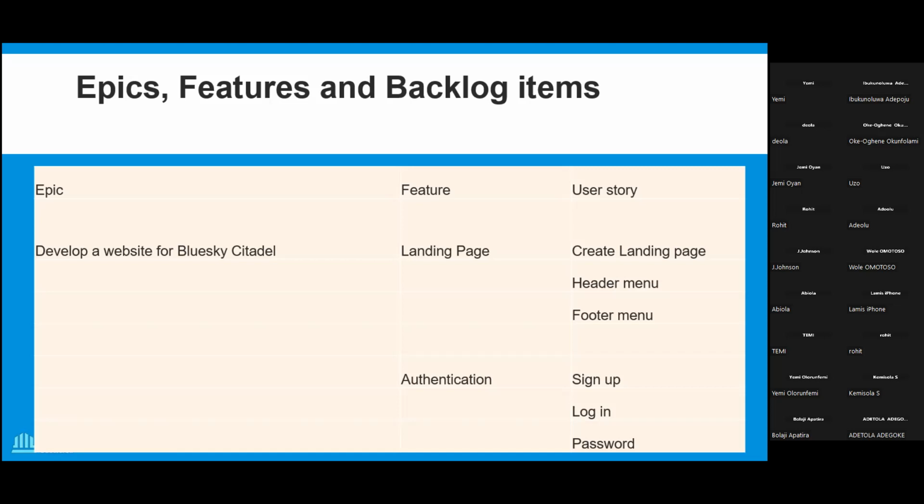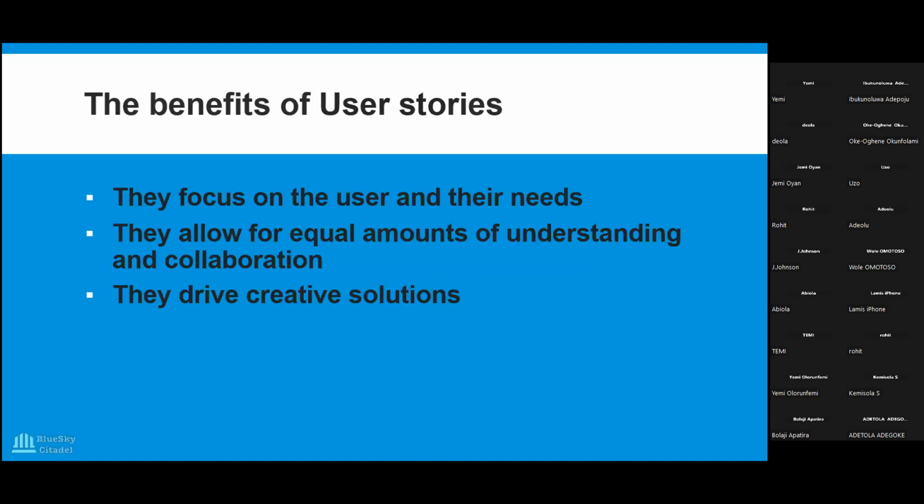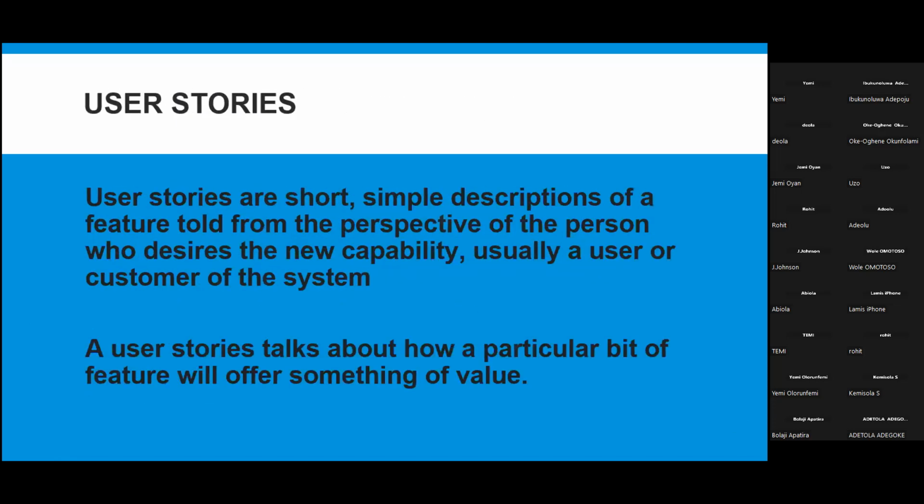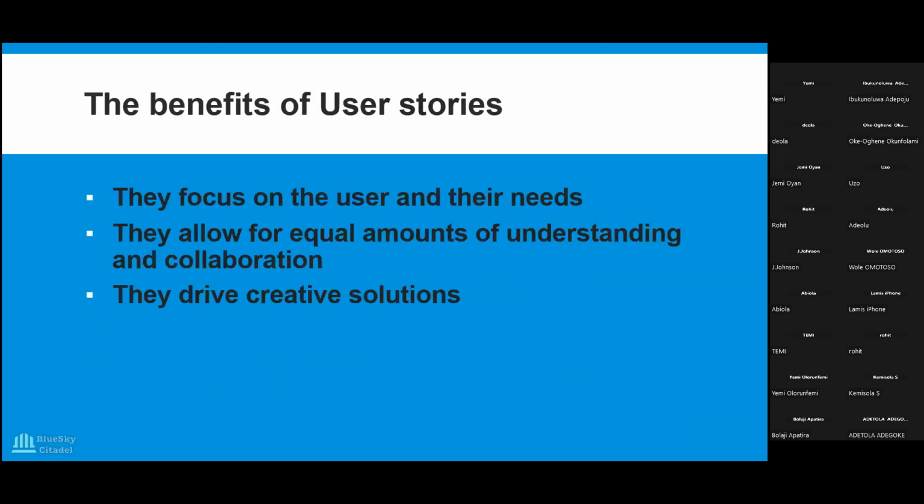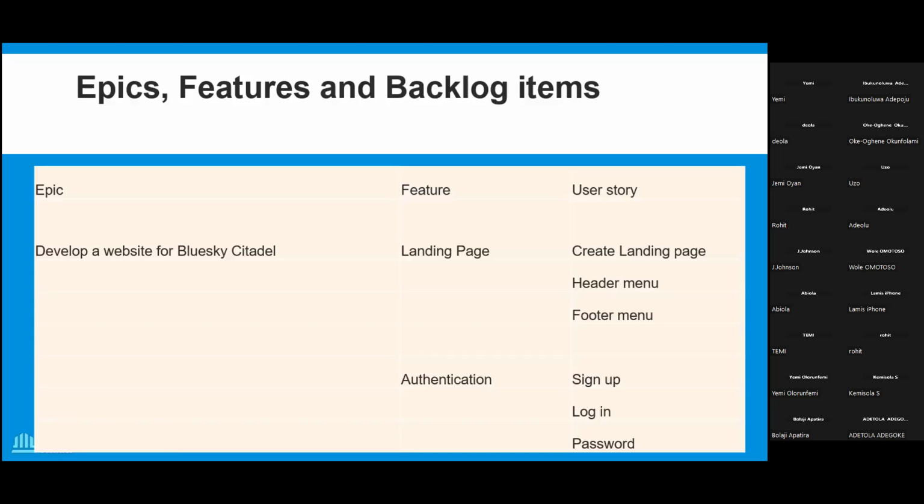Again, remember what we said about epics and the management information, right? It says they're high level. The second paragraph says they are used to describe more complex tasks. So can you see that now? Develop a website for Blue Sky Citadel. Do you think you can complete the whole website in a very short period of time, especially if there's lots of information on that website, a lot of things that need tweaking, and you need to get consent or approval for certain bits of the content?